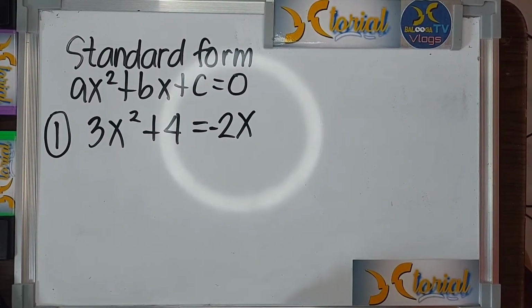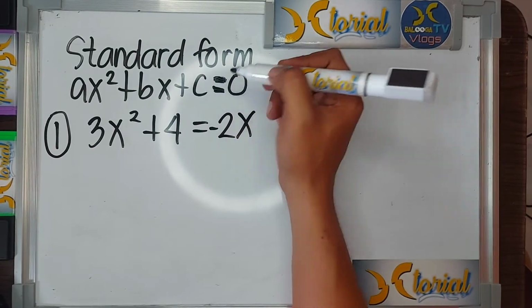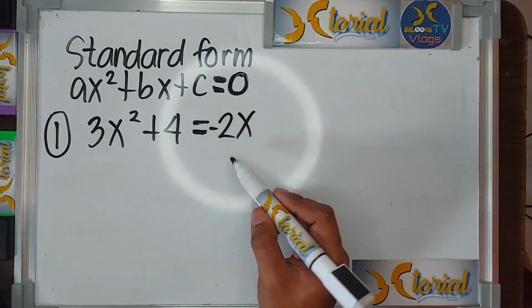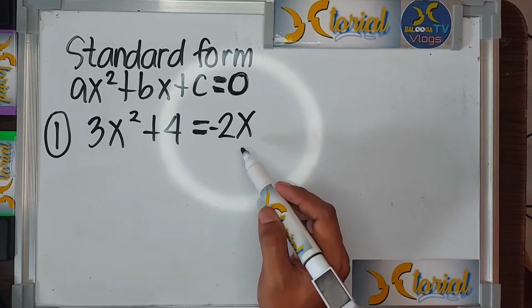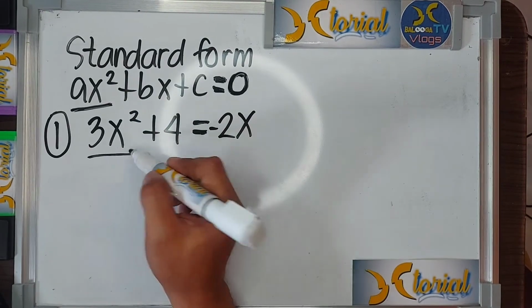Okay, so paano naman pag hindi nakaayos sa standard form yung ating quadratic equation, just like our example. So we have 3x squared plus 4 equals negative 2x. So sa standard form natin, yung laging nasa right side ng ating equal sign ay 0. So dito sa ating example, ililipat natin yung negative 2x. So mauuna palagi yung ating quadratic term. So this is our quadratic term.